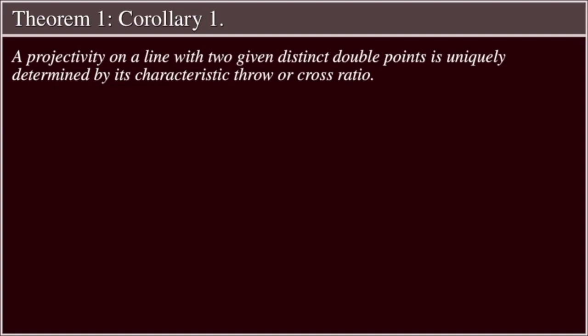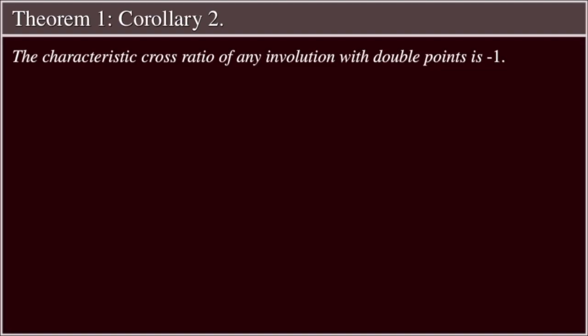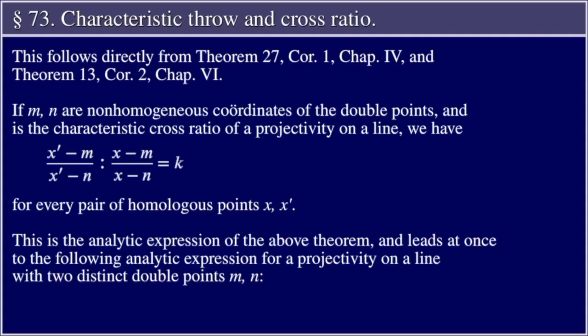Corollary 1. A projectivity on a line with two given distinct double points is uniquely determined by its characteristic throw or cross ratio. Corollary 2. The characteristic cross ratio of any involution with double points is -1. This follows directly from Theorem 27, Corollary 1, Chapter 4, and Theorem 13, Corollary 2, Chapter 6.